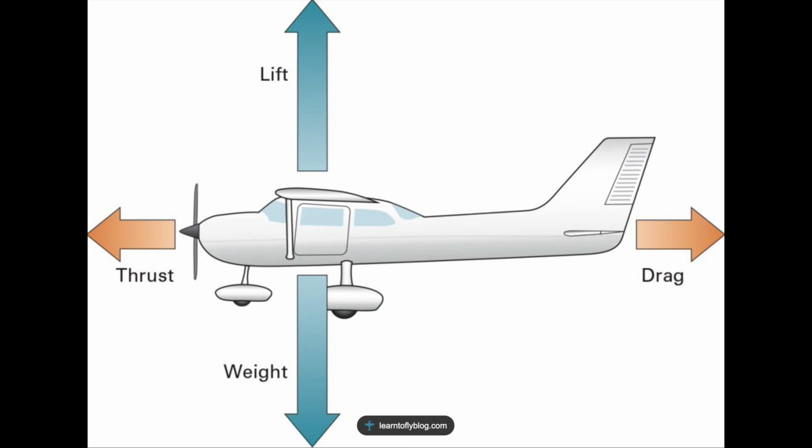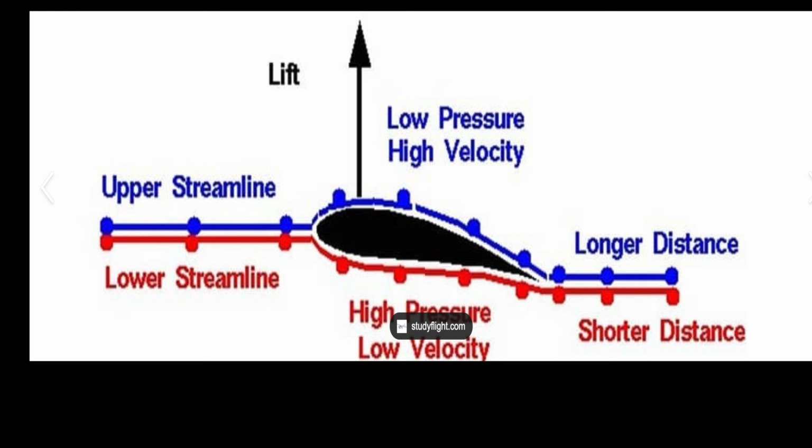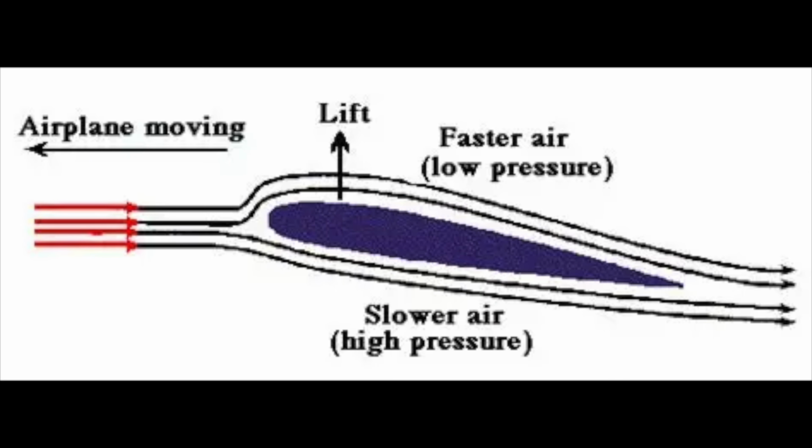Now that we've talked about the four forces acting on an airplane, let's talk a little bit more in detail about how lift is created and what causes it. Lift is primarily generated by the wings of an airplane, created through an interaction of airflow and the wing's shape, which results in pressure differences above and below the wing.